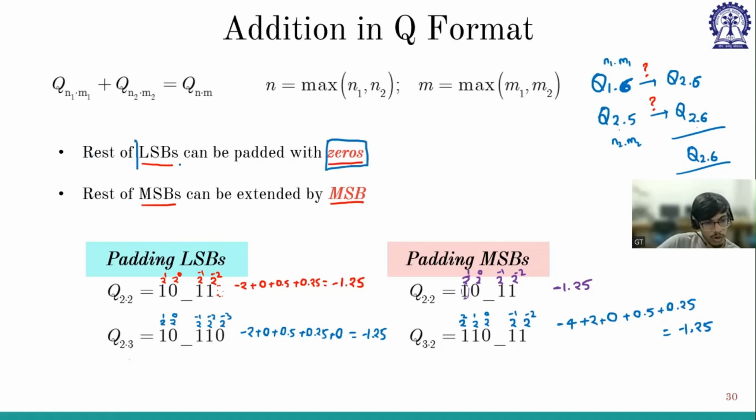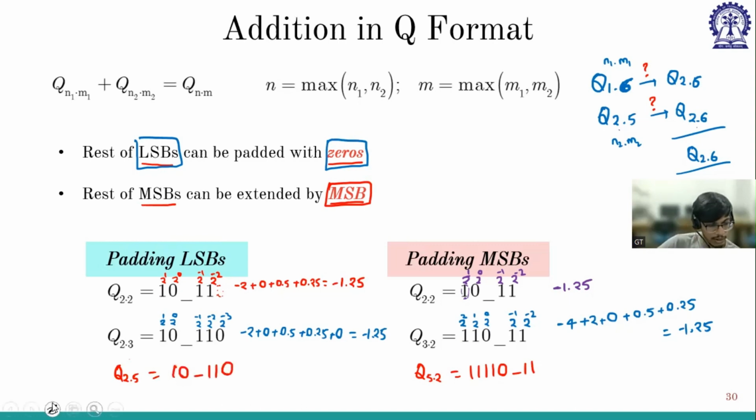But if I want to extend the MSBs, then I have to pad the MSB only. Say what will be the Q5.2 format? I need 5 such bits, so I have to add 3 MSBs: 1, 2, 3 MSBs, 1, 1, 1, 1, 0, 1, 1. If you find the value, it will be minus 1.25. I am not doing it, I want you to do it. Here if I want Q2.5, I have to add 3 zeros: 1, 0, 1, 1, 0, 0, 0.